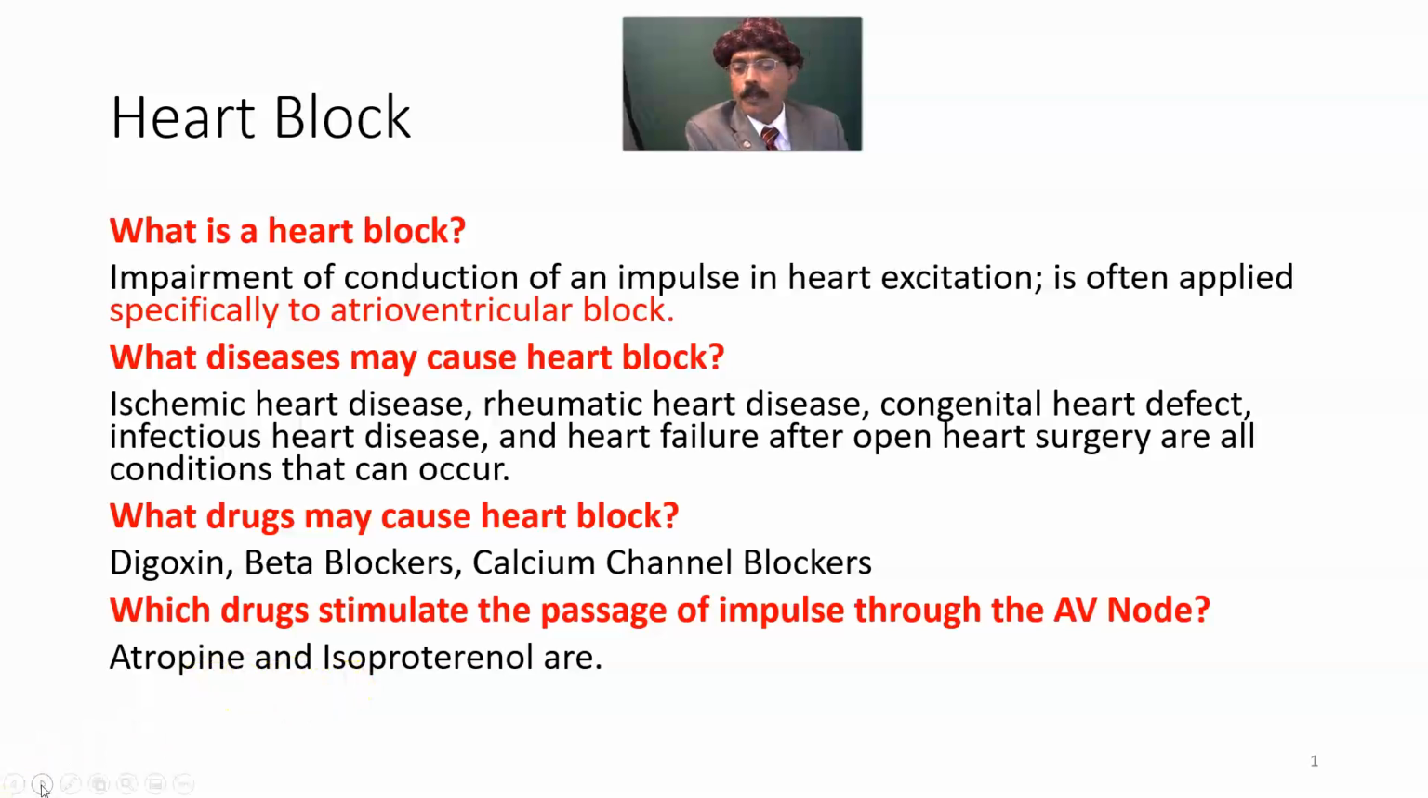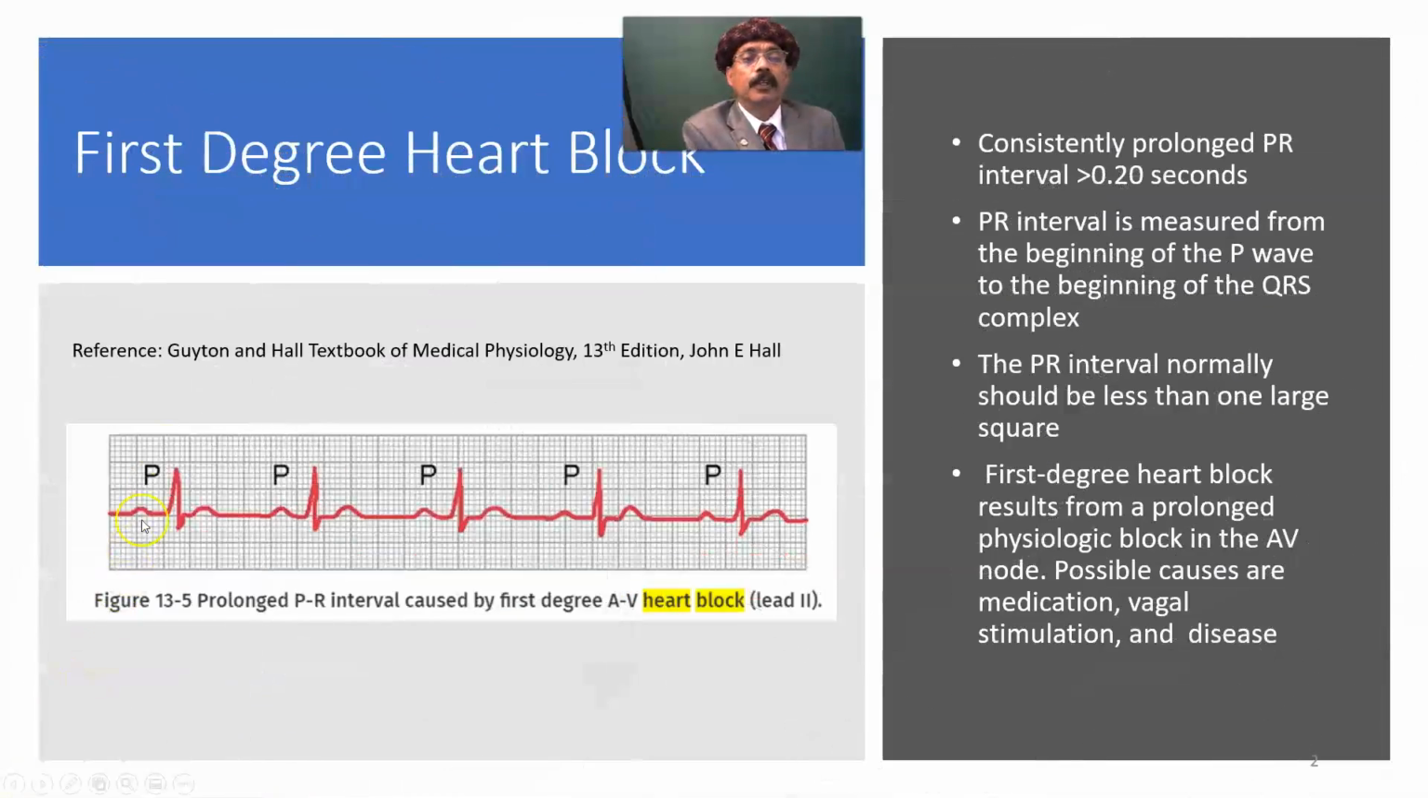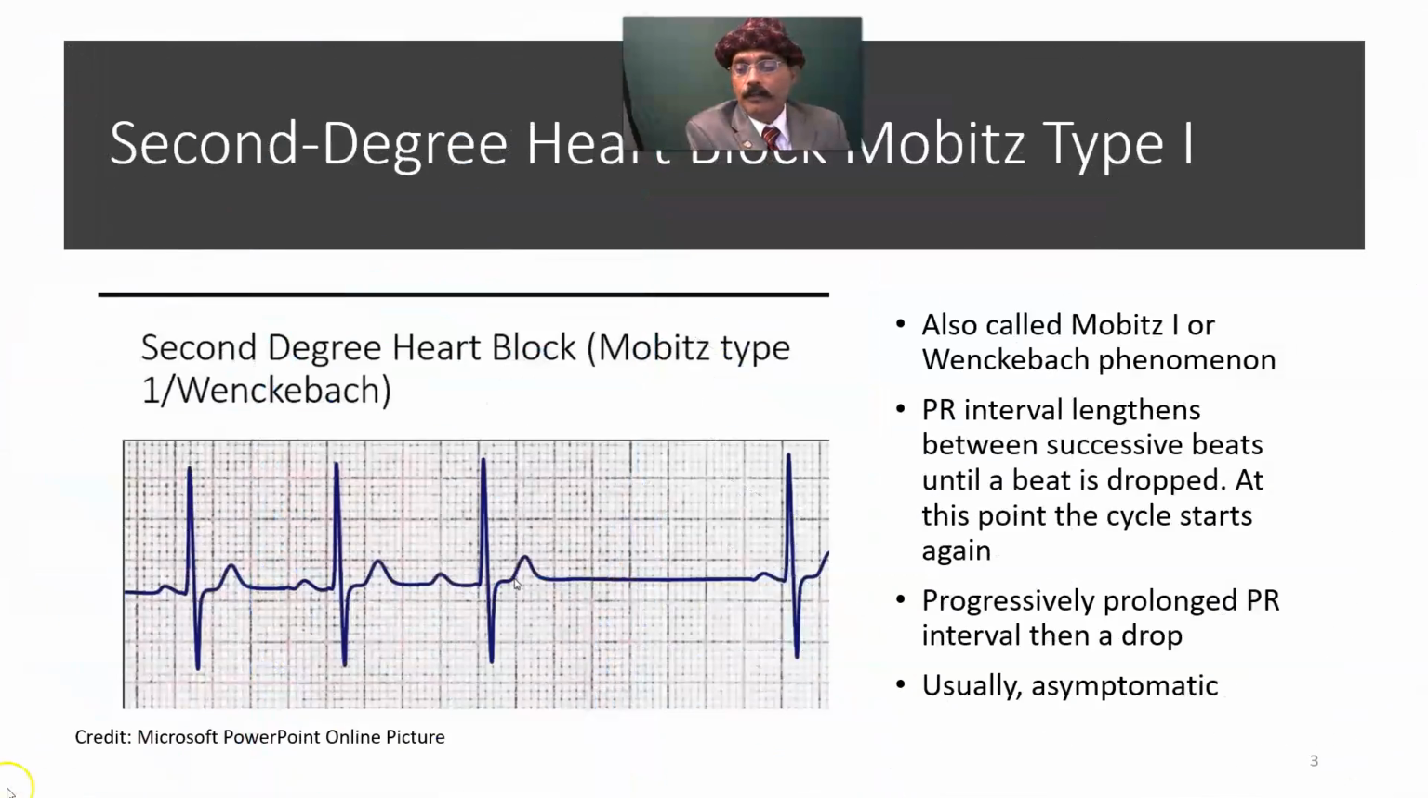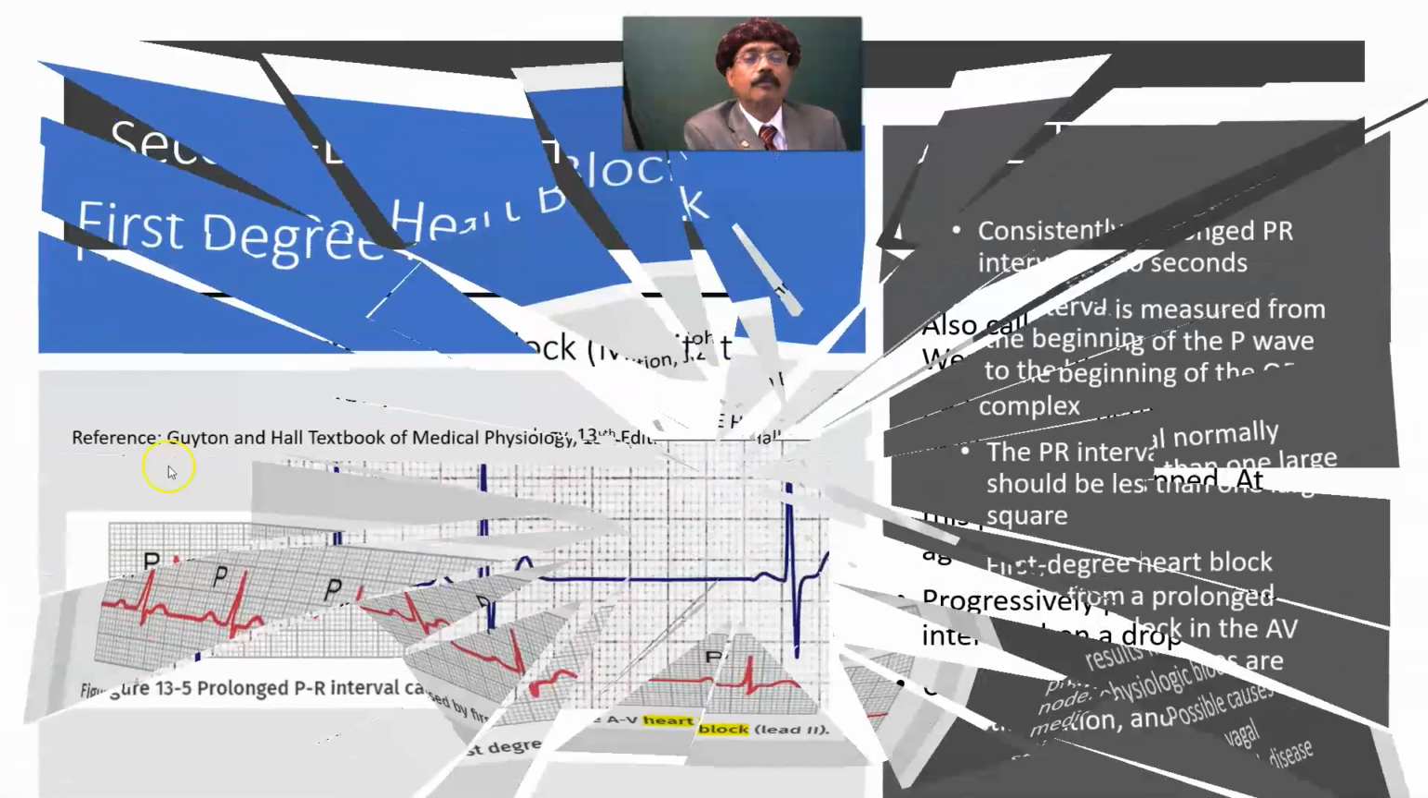Okay, let's start. What are the types of heart block? We have the first degree heart block, second degree type 1, we call it Wenckebach or Mobitz type 1, the Mobitz type 2 second degree heart block, and the third degree heart block. We have 4 types of heart block. How about first degree heart block?